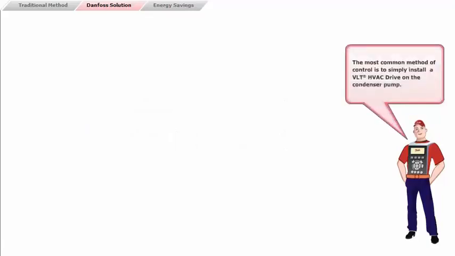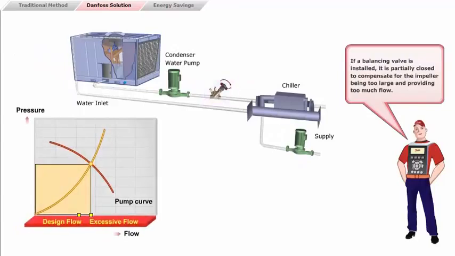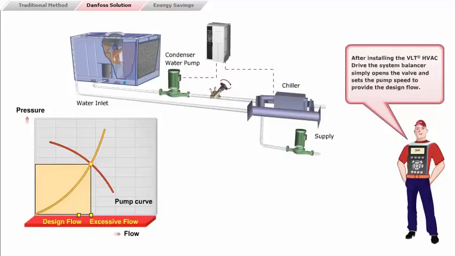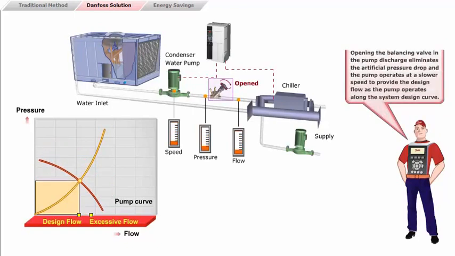The most common method of control is to simply install a VLT/HVAC drive on the condenser pump. If a balancing valve is installed, it is partially closed to compensate for the impeller being too large and providing too much flow. After installing the VLT/HVAC drive, the system balancer simply opens the valve and sets the pump speed to provide the design flow. Opening the balancing valve in the pump discharge eliminates the artificial pressure drop, and the pump operates at a slower speed to provide the design flow as the pump operates along the system design curve.